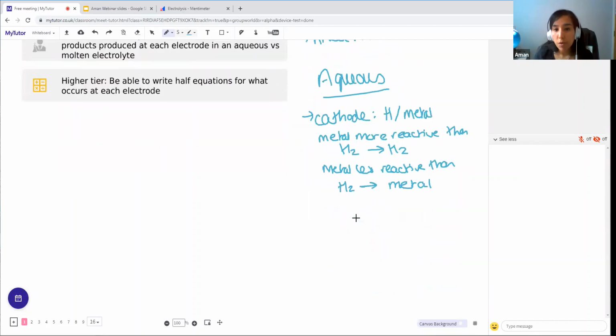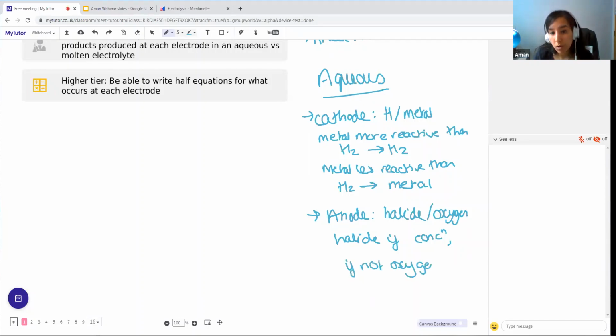The general rule for the anode: we can either produce a halide or oxygen. And the general rule is a halide is produced if it's concentrated, if not, oxygen. So if you've got a halide there and it's concentrated, we produce the halide. If it's not the halide, we're going to produce oxygen. So that's the general rule.